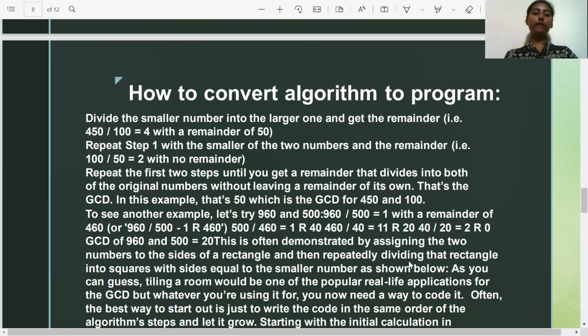As you can guess, tiling a roof would be one of the popular real-life applications for the GCD, but whatever you are using it for, you need a way to code it. Often, the best way to start out is just to write the code in the same order as the algorithm steps and let it go, starting with the initial calculation.